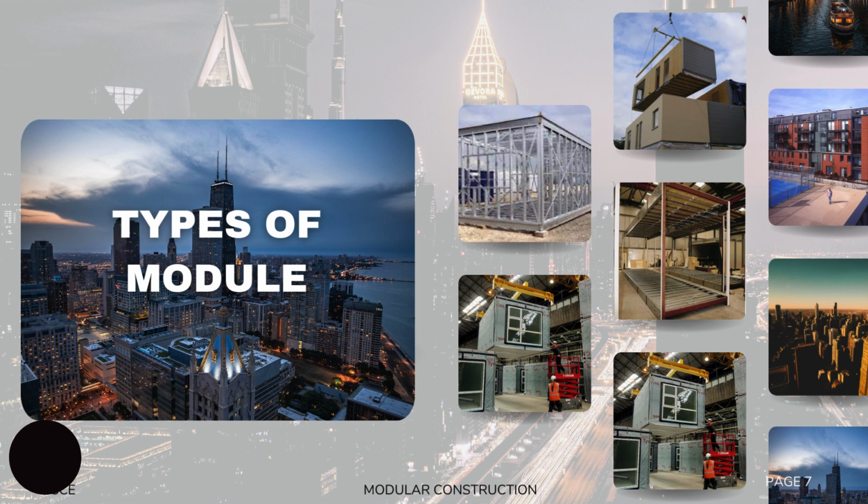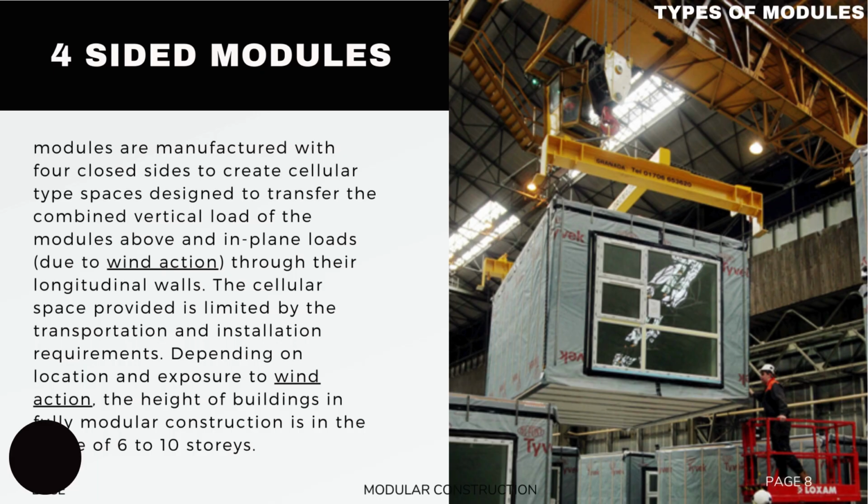Also, we have the types of modules. We have the open-sided modules. Modules are manufactured with four closed sides to create cellular type space, designed to transfer the combined vertical load of the modules above and plane loads due to wind action through their longitudinal walls. Depending on the location and exposure to wind action, the height of buildings in fully modular construction is in the range of 6 to 10 stories.